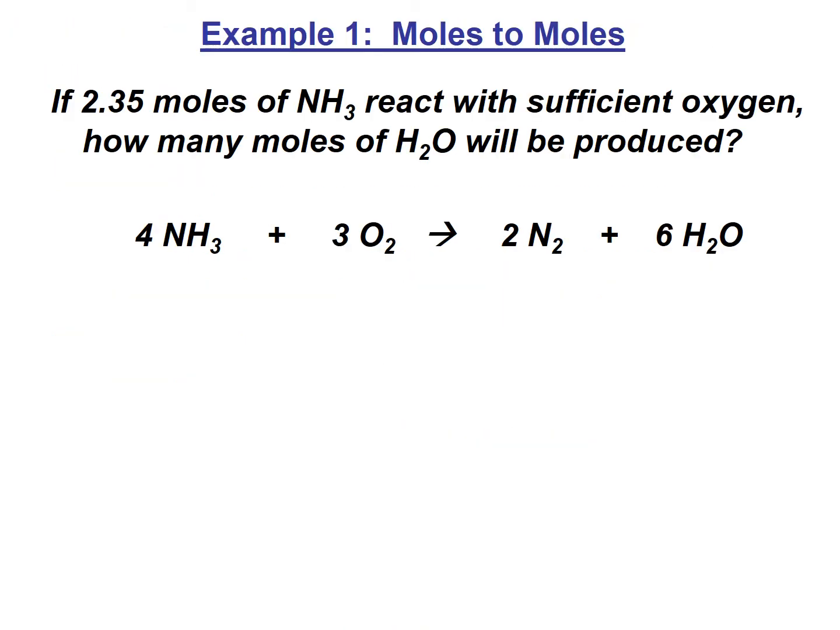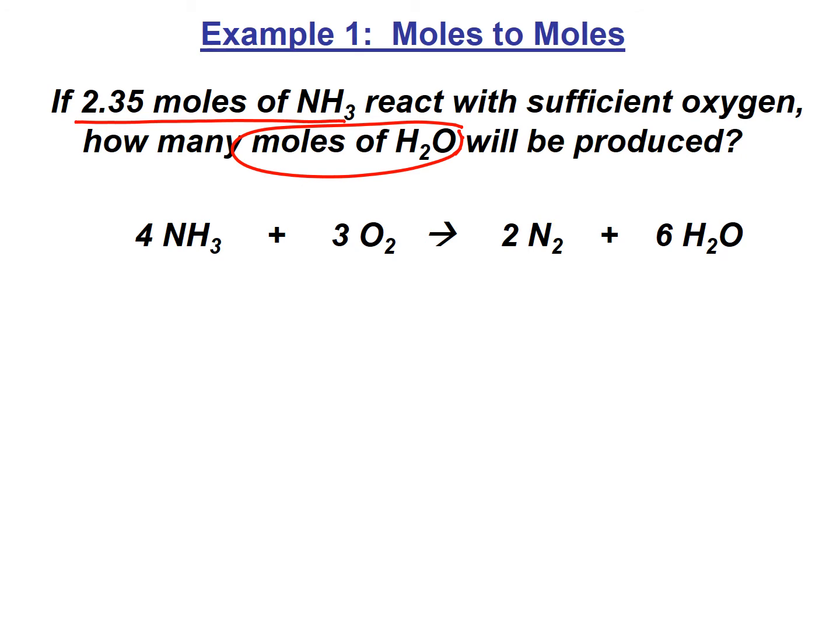Okay, so let's look at this example. All right, and keep those steps handy because we're going to refer back to them. Okay, so in this problem, we have a balanced equation. So that's good. Now, it says if 2.35 moles of ammonia react with sufficient oxygen, how many moles of water will be produced? Okay, so we're given 2.35 moles of ammonia, and we're trying to find moles of water. Now, this sufficient oxygen thing can distract people, but all that means is that I have plenty of oxygen and I don't have to worry about it.